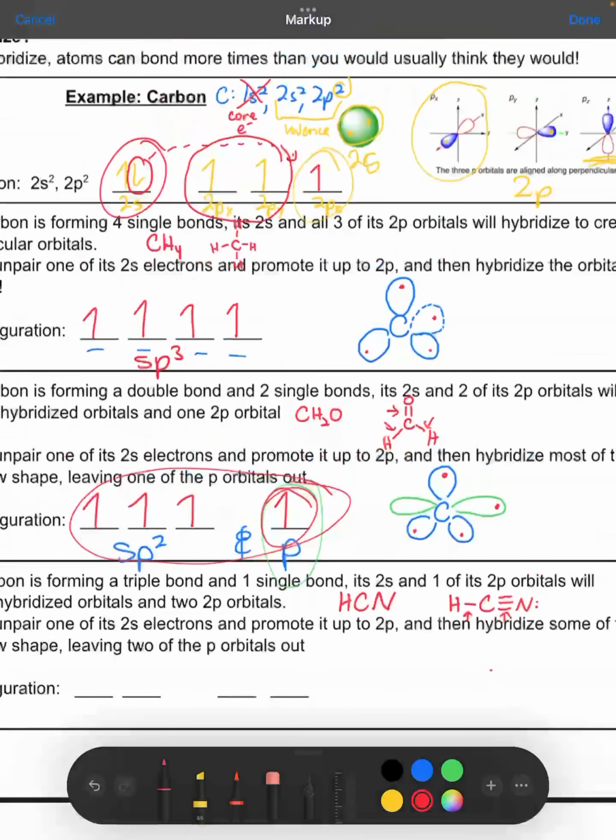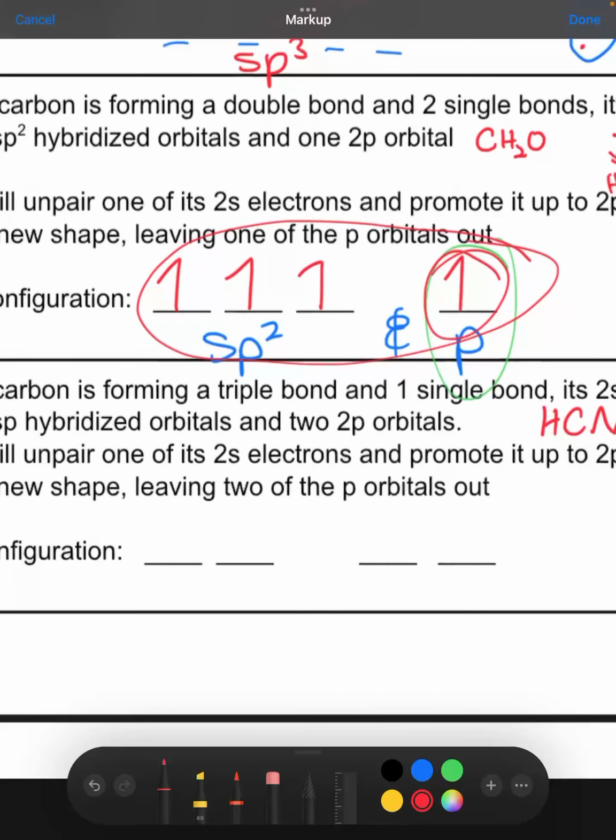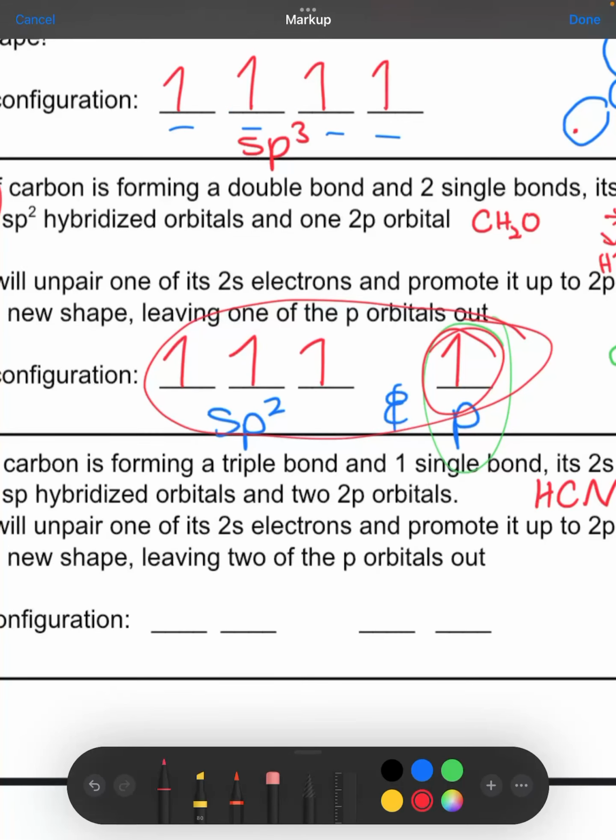Okay, in an sp hybridized pattern, what happens is we only get an s and 1 of the p orbitals that are going to smash together and hybridize. But 2 of the possible 3 p orbital spaces get left out of that hybridization. So we get something that looks like this. Over here on the left, we have our sp hybridized orbital spaces, and over here on the right, we have 2 p orbital spaces that are left out and unhybridized.